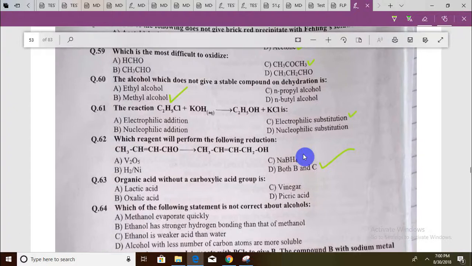Aldehydes plus ketones reducible via H2 can be with nickel, platinum or with palladium. All 3 catalysts work just fine. Anyways, you don't need to go into the detail. You just have to know that this is a possibility.